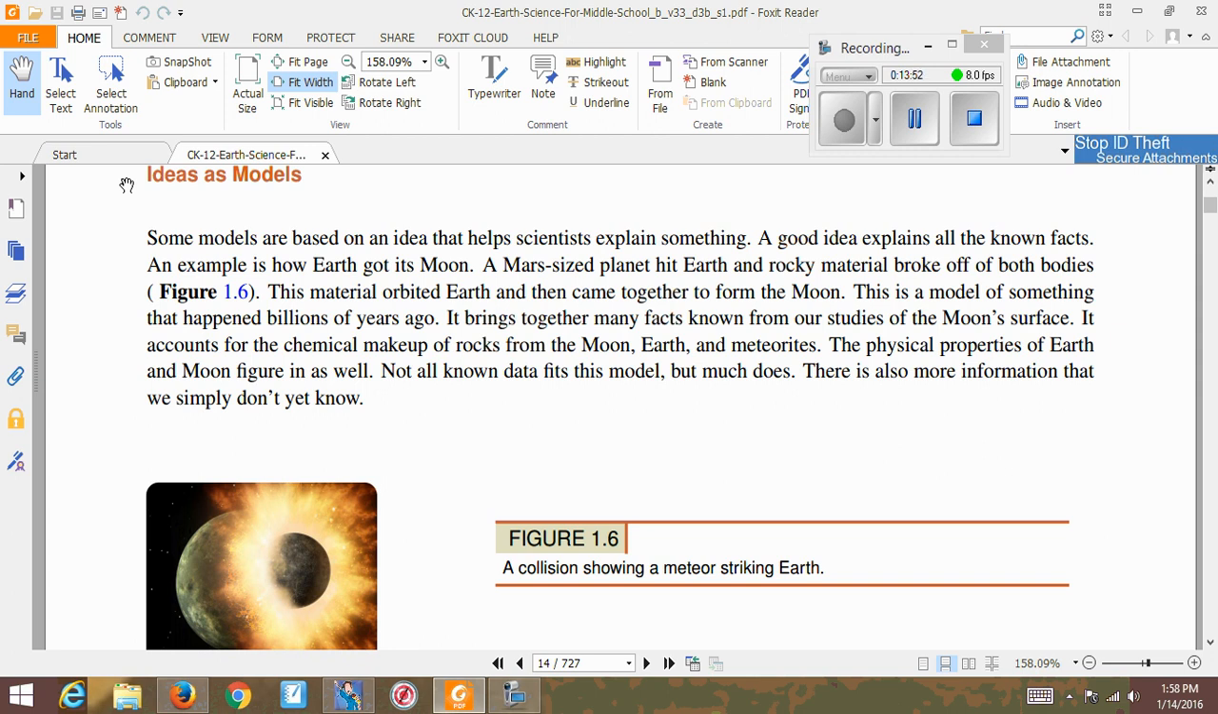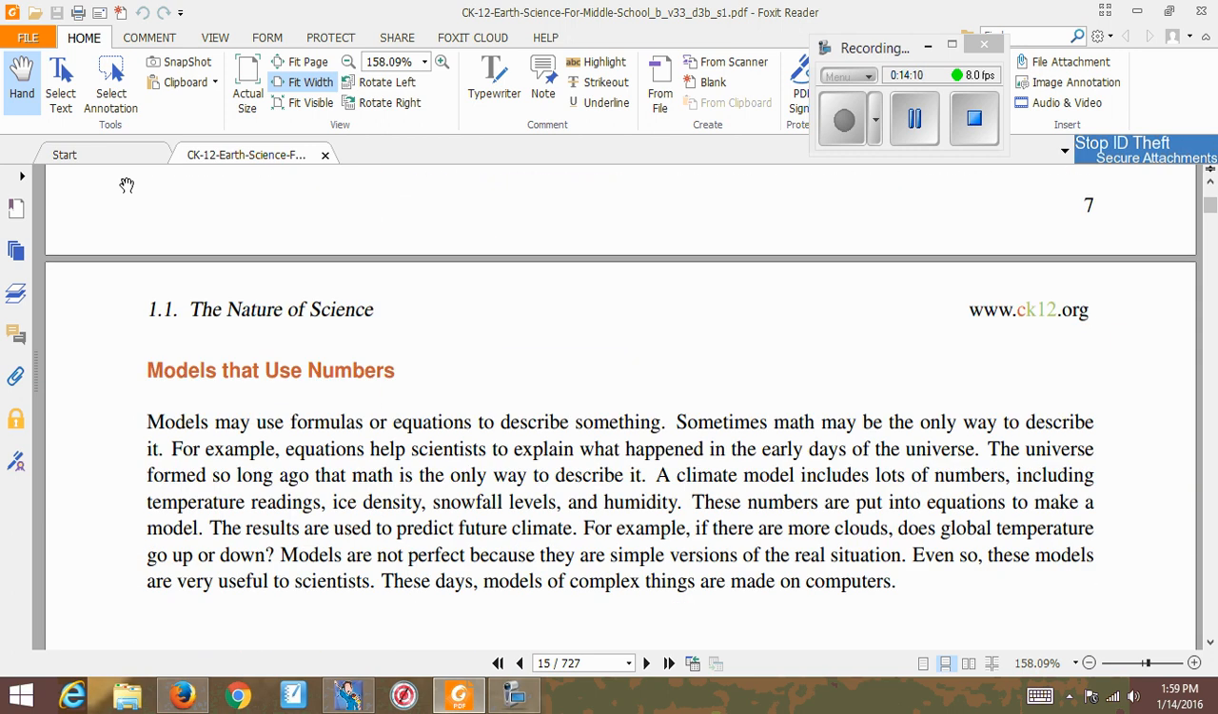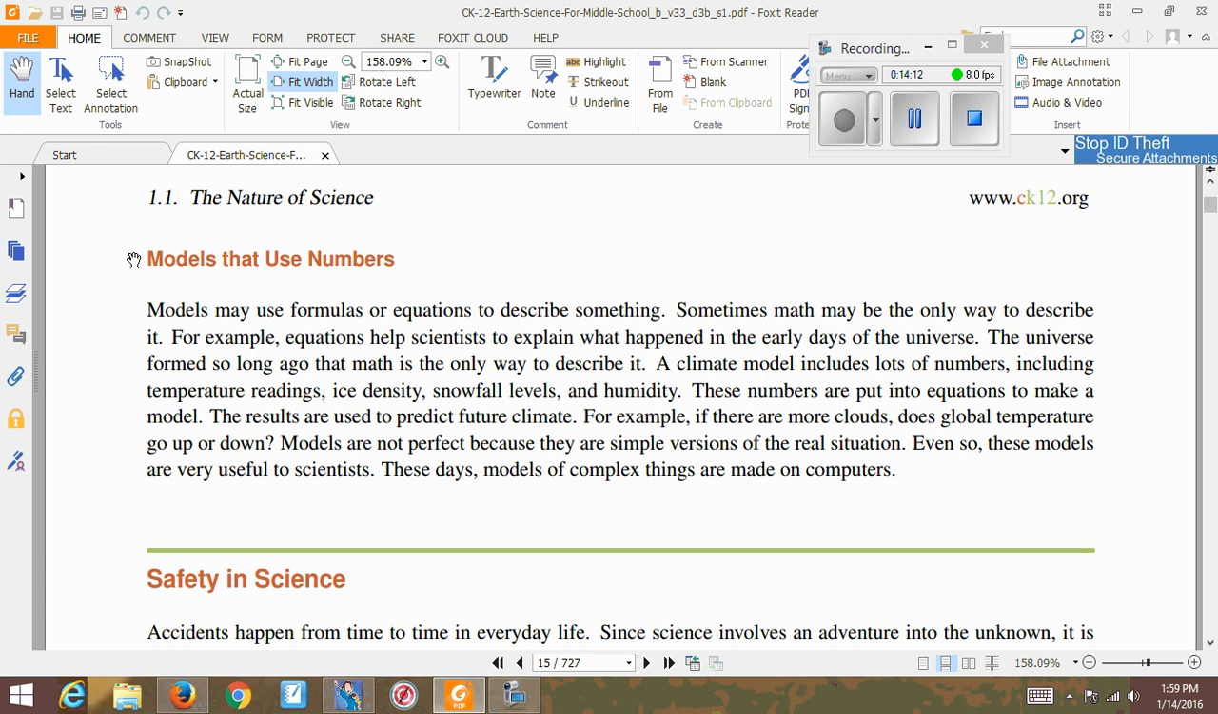Models that use numbers. Models may use formulas or equations to describe something. Sometimes math may be the only way to describe it. For example, equations help scientists to explain what happened in the early days of the universe. The universe formed so long ago that math is the only way to describe it.